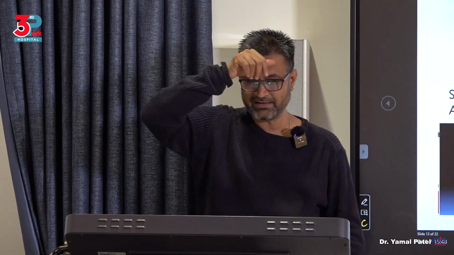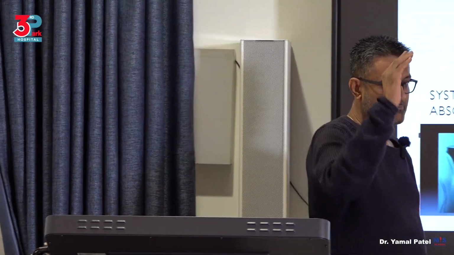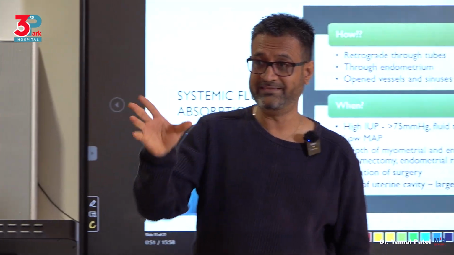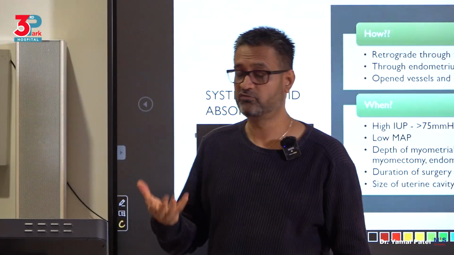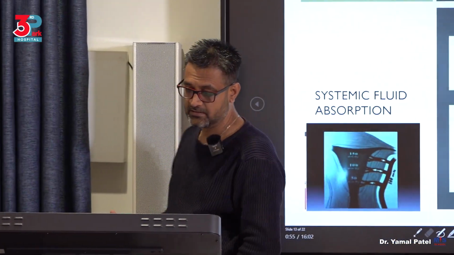So if the pressure is too high, it opens up the ostia and the fluid goes out, especially in patent tubes, isn't it? So it'll go out. The second one, it will get absorbed through the endometrium because it's a direct contact and it pushes it in. Or if you open up the myometrium, through those major vessels that are in the uterine cavity. So this is how this fluid is getting absorbed. When does it happen?